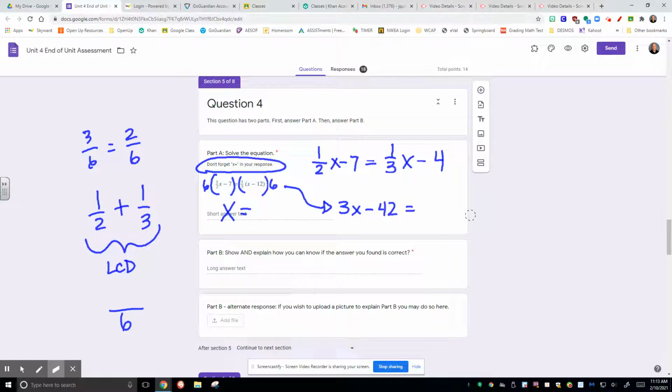6 times 1/3 is 2. So I would have 2 times x minus 12. Okay? And the reason for that is because that only affects the coefficient of the set.